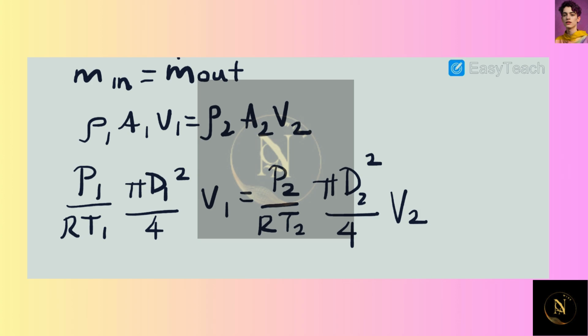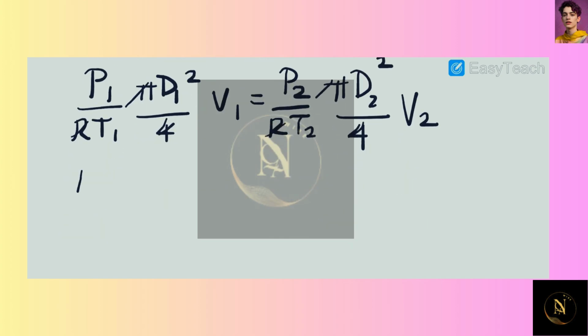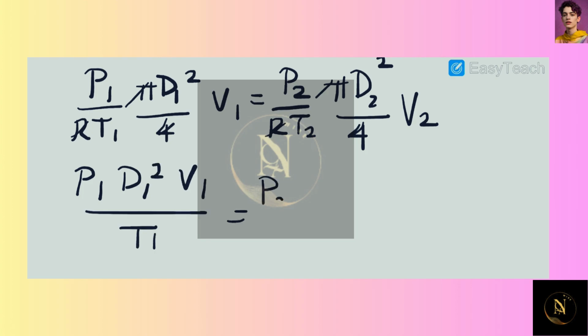As you can see, there are certain quantities here that are common between both sides, so we can cancel them out: the R, the pi, and the 4. And this gives us a relation that looks like P1 D1 squared V1 all over T1 is equal to P2 D2 squared V2 all over T2.